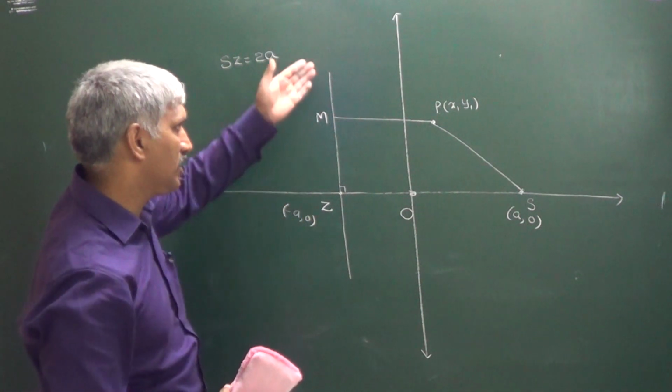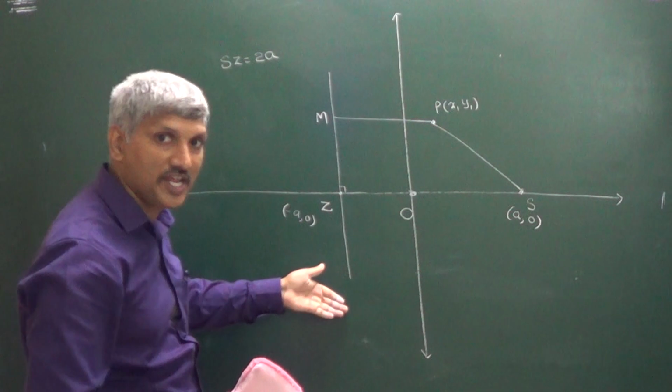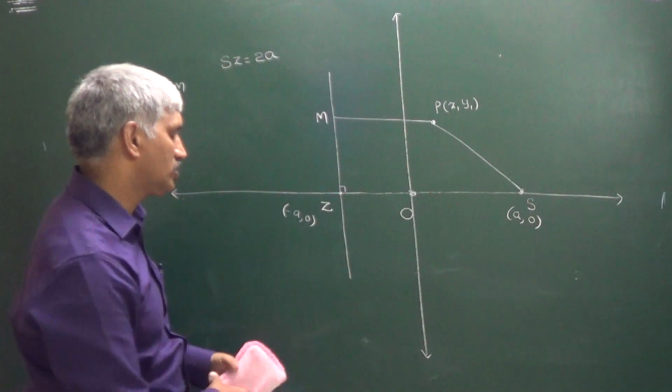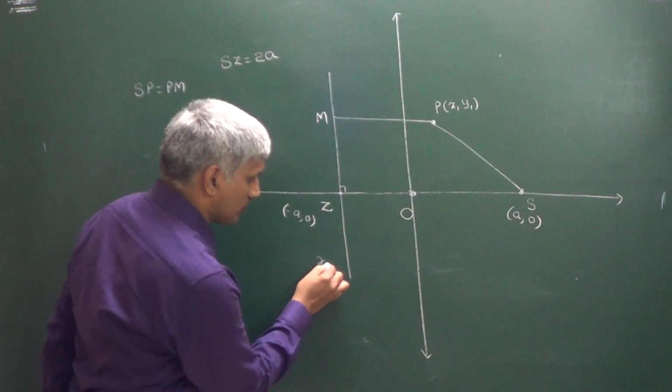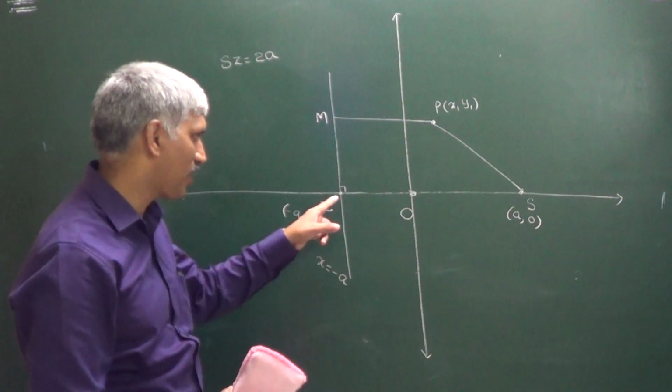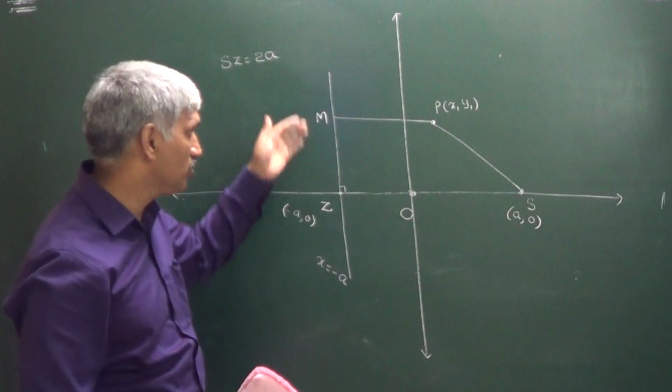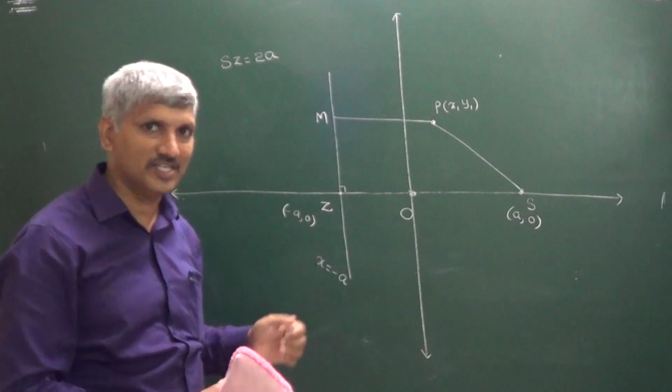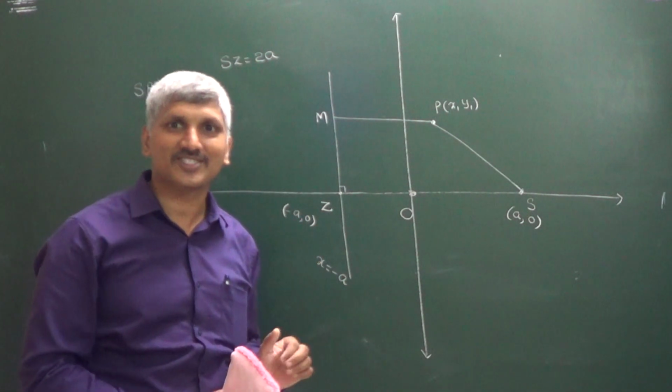Now can you tell me what is the equation of this directrix? The equation of this directrix is x is equals to minus a, because this point is (minus a, 0). Therefore this line equation is x is equals to minus a.